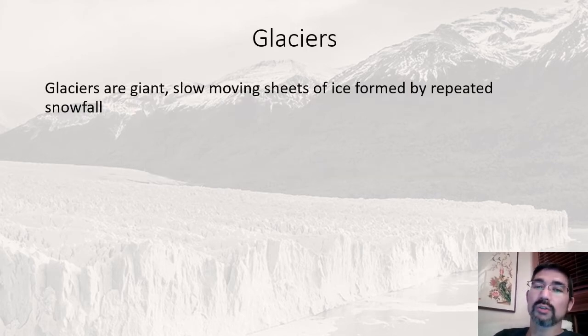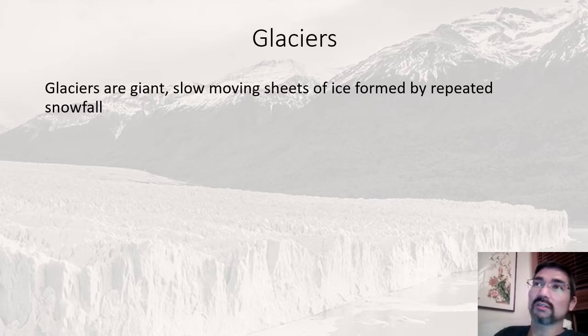So glaciers are giant slow-moving sheets of ice formed by repeated snowfall. If we think of sedimentary rocks, right, they are formed by sediment piling up and compressing, and eventually that sediment will reform into crystals because of that pressure. That's the exact same thing that happens with a glacier. If you get snow and you pile it up again and again and you push down on it enough, eventually that snow is going to form ice.